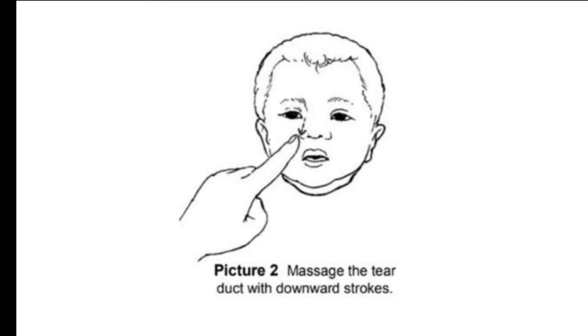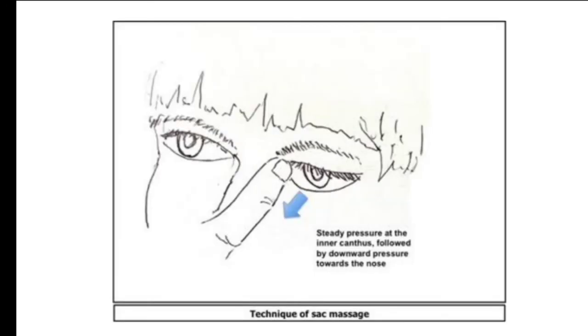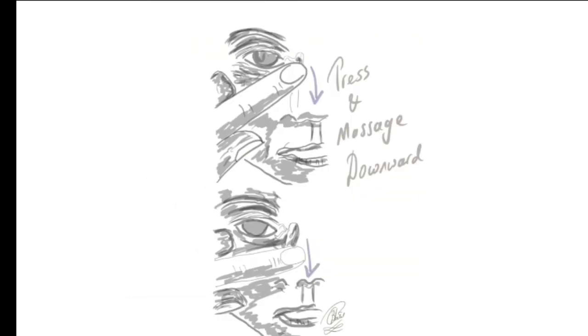The picture showing the massage of the tear duct. So before doing the massage, we have to press near the inner canthus, followed by downward pressure towards the nose. From the inner canthus towards the nose. So first we have to press and then massage downward.